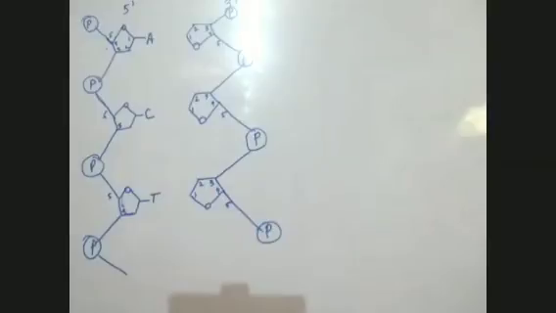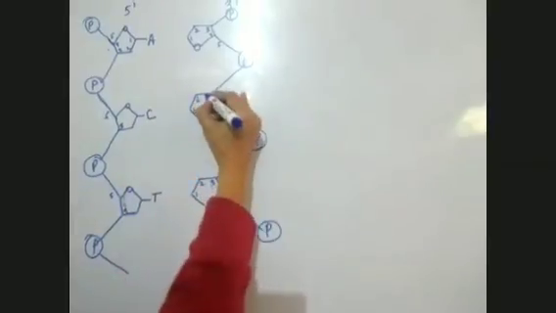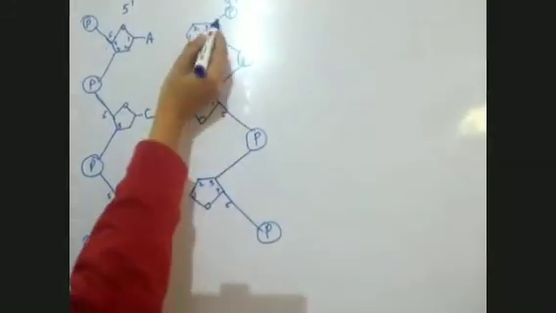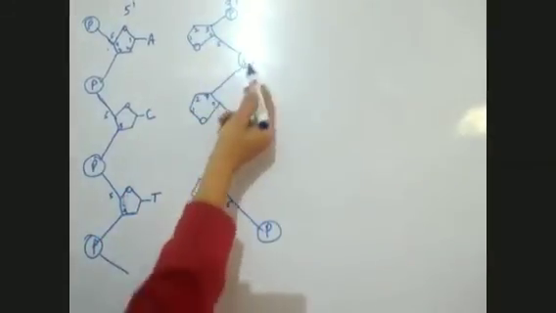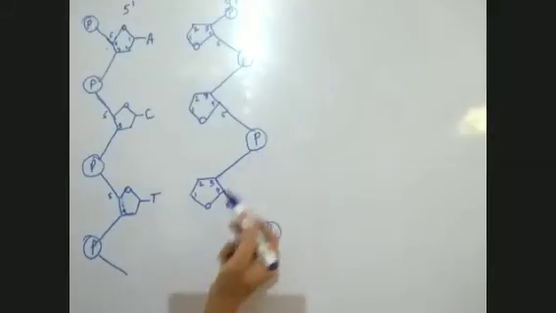So it makes it 3, 5, 3, 5. See again here, this is 3rd, 5th, 3rd, 5th, 3rd and 5th.